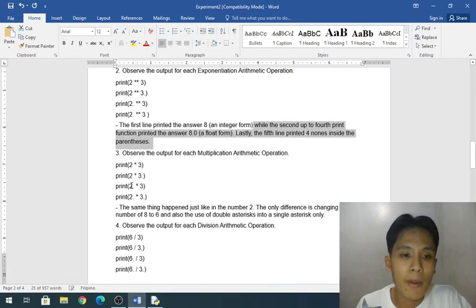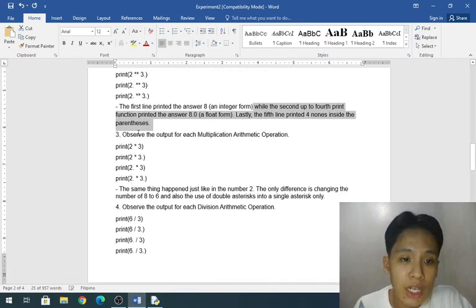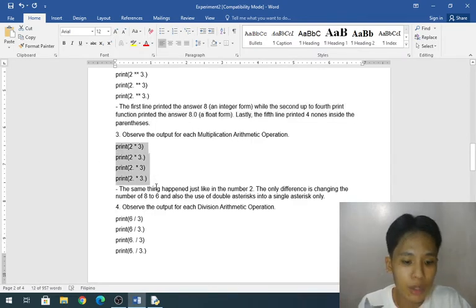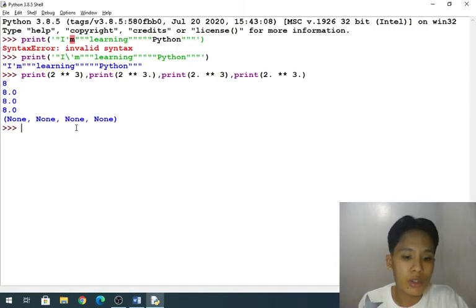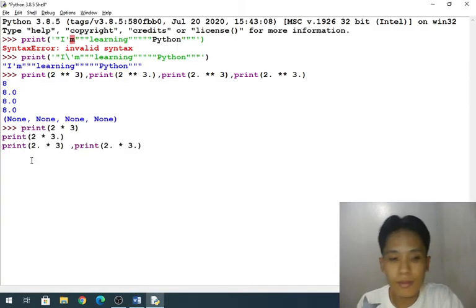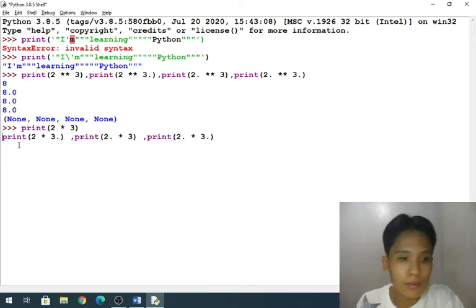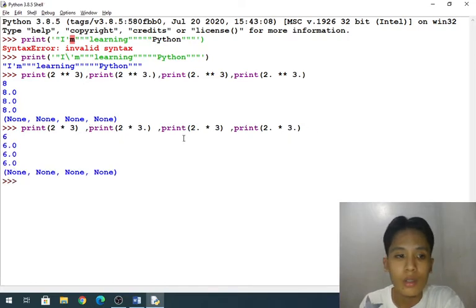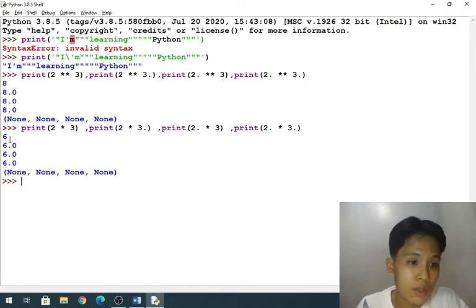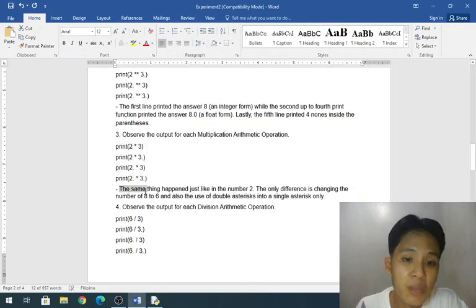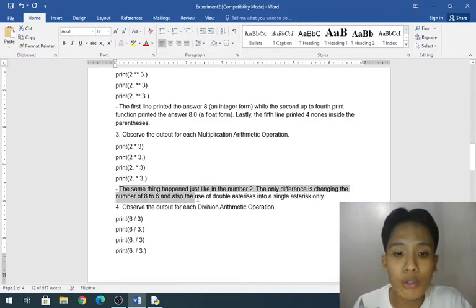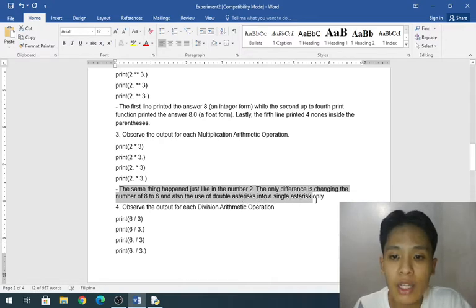So number 3, observe the output for each multiplication arithmetic operation. So done with the addition. So let's try this. Enter. Oh, sorry. So there. 6, 6.0, 6.0, 6.0, and 4 nones. So the same thing just happened like in number 2. The only difference is changing the number of 8 to 6 and also the use of double asterisks into a single asterisk only.